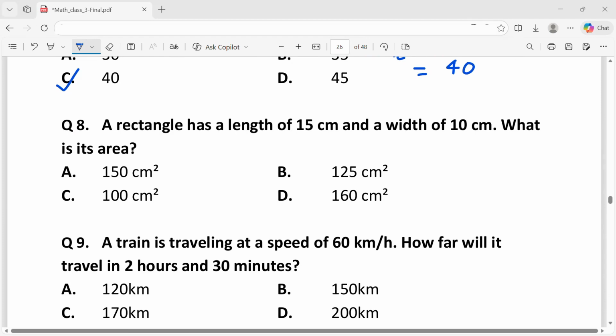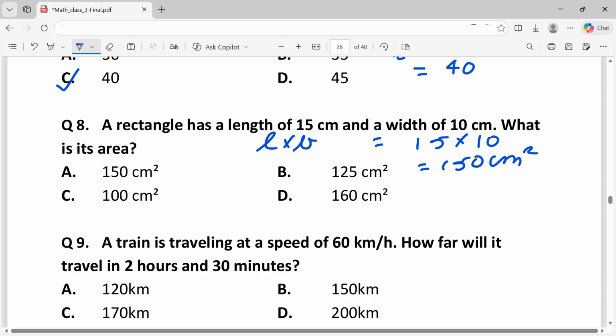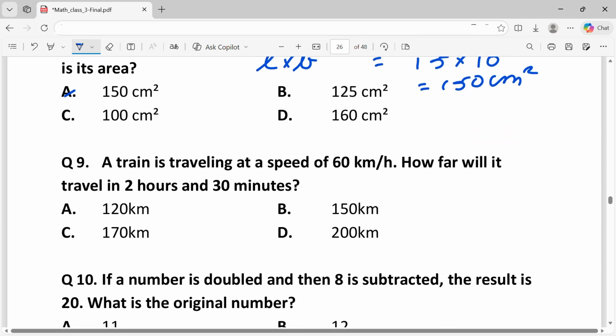Question 8. A rectangle has a length of 15 centimeter and a width of 10 centimeter. What is its area? The area of a rectangle is length into breadth, that is 15 into 10, that is equal to 150 centimeter square. That is option A.